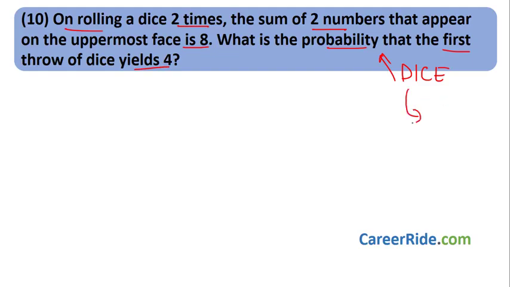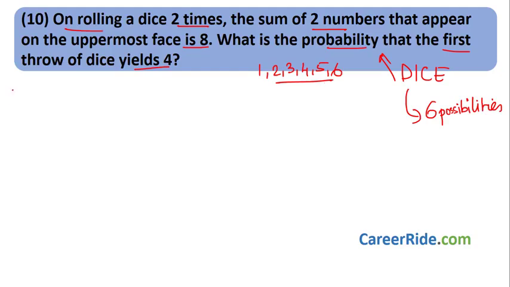That dice has 6 faces. So there are 6 possibilities in total, right? So dice has 6 possibilities, and what are the numbers on the face of dice? 1, 2, 3, 4, 5 and 6. These are the 6 possibilities.